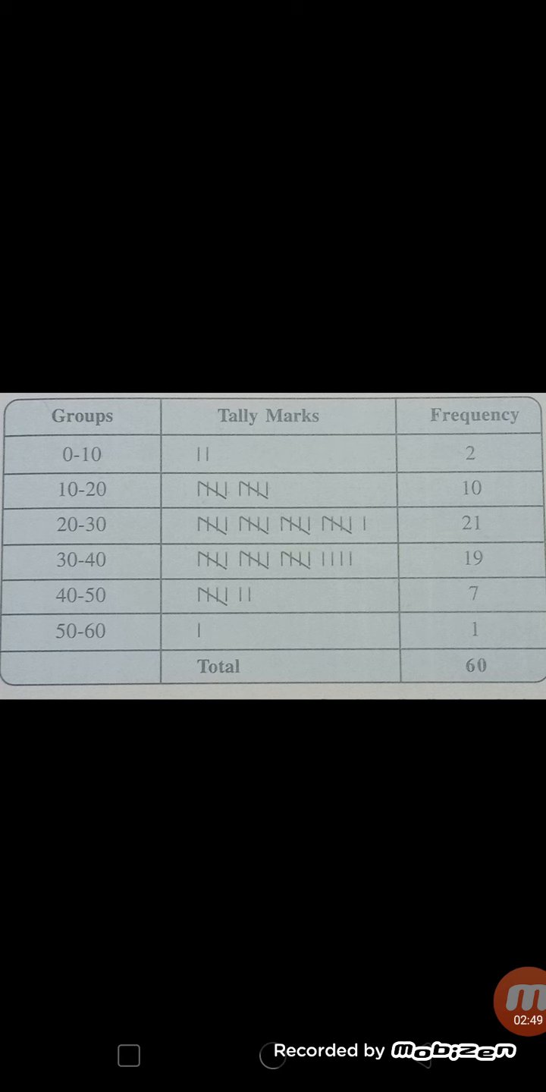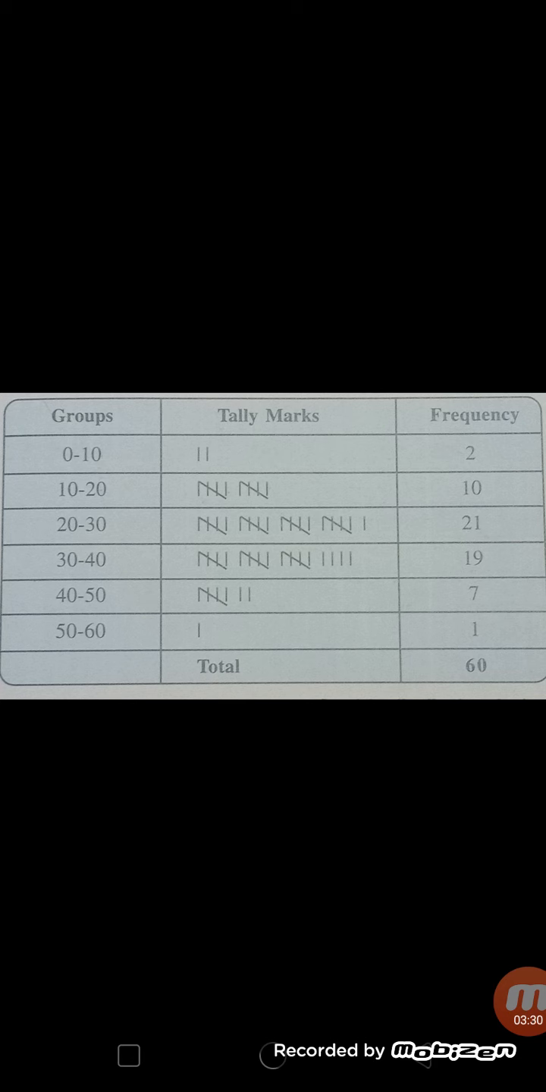Observe that 10 occurs in both the classes, that is 0 to 10 as well as 10 to 20. Similarly, 20 occurs in classes 10 to 20 and 20 to 30. But it is not possible that an observation can belong simultaneously to 2 classes. To avoid this, we adopt the convention that the common observation will belong to the higher class. For example, 10 belongs to the class interval 10 to 20, but not to 0 to 10. Similarly, 20 belongs to 20 to 30, but not to 10 to 20.